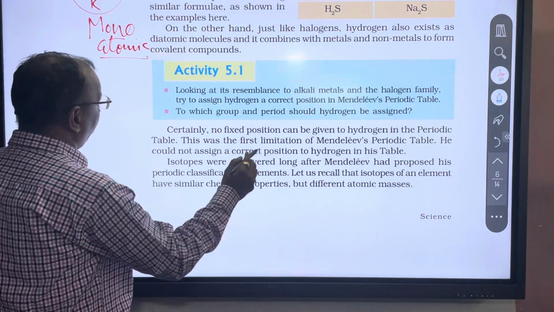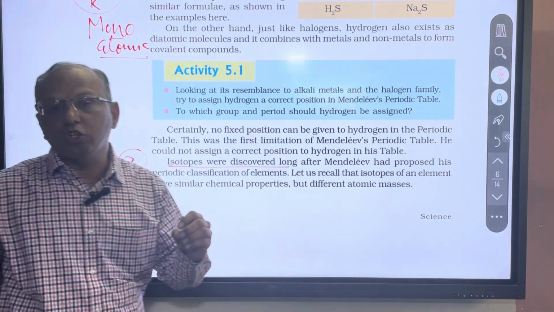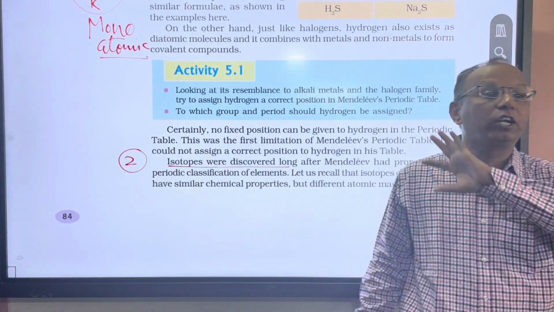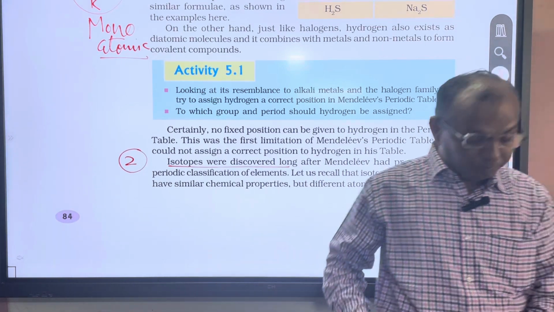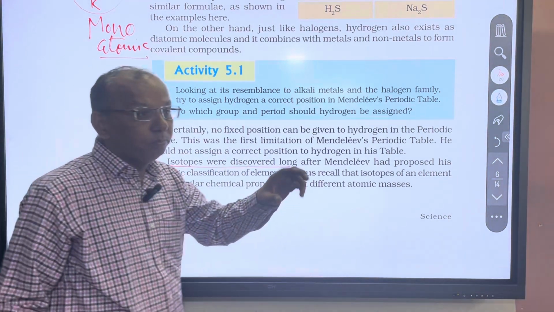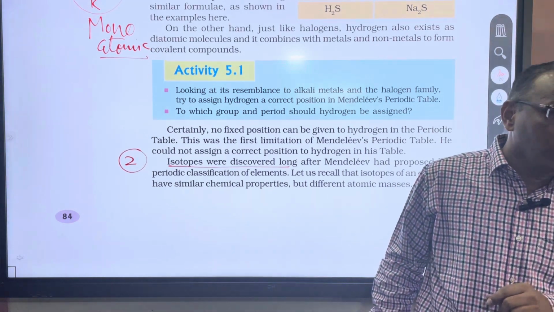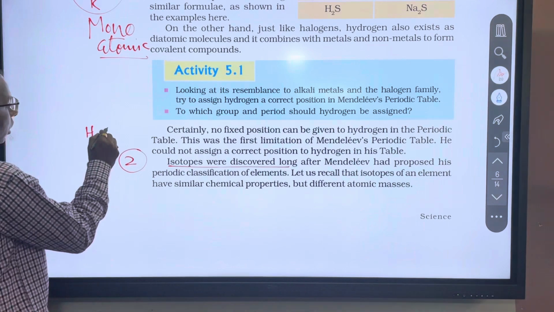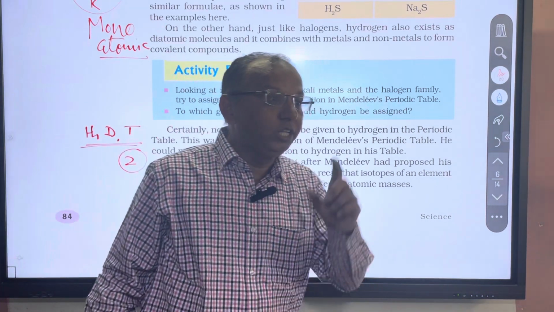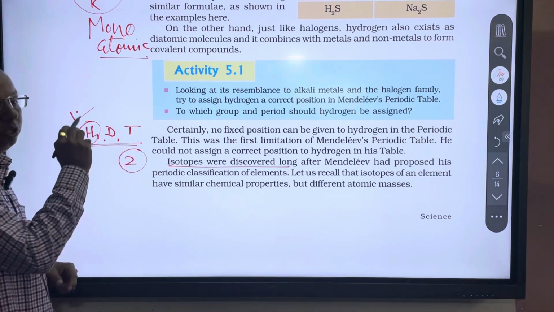Okay, the second important limitation, friends, is about isotopes. What are isotopes? Elements having the same atomic number but different atomic masses are said to be isotopes. These isotopes are not placed separately in the periodic table. Why? Because their atomic numbers are the same. If we consider hydrogen, deuterium and tritium, these 3 are isotopes, and out of these 3, only hydrogen has been given a place in the periodic table, deuterium and tritium have not.